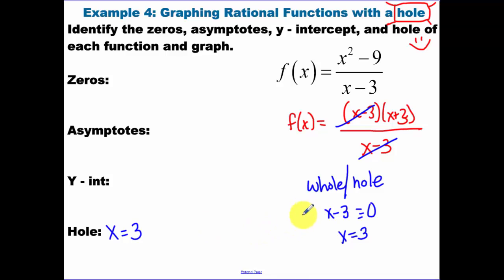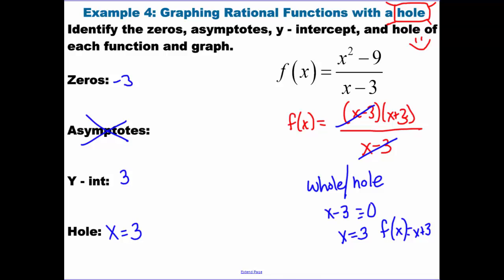Now the new function that you're graphing is f of x equals x plus 3. You just have to have a hole in the function. So the new edited function is x plus 3. That has no asymptotes. The y-intercept is 3. Y equals mx plus b. X-intercept, negative 3. You're just graphing a line. So this is actually a really easy function. We have a hole at x equals 3. That function is x plus 3.